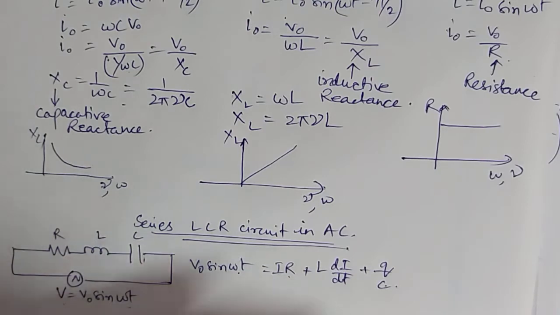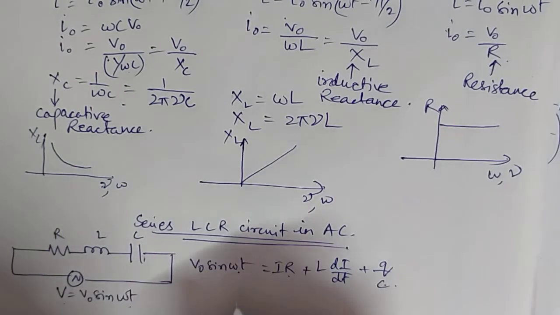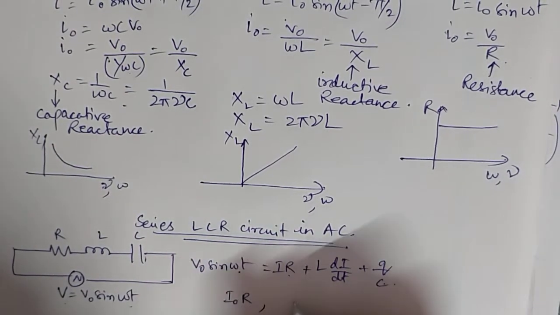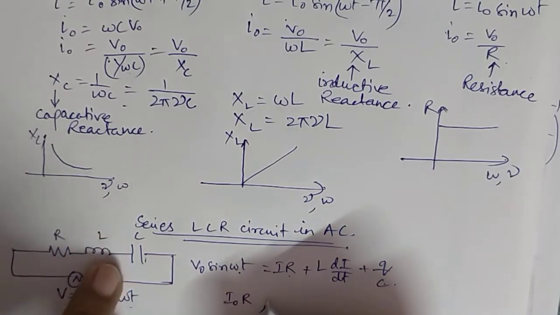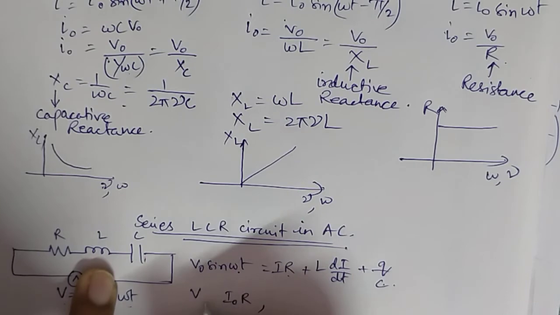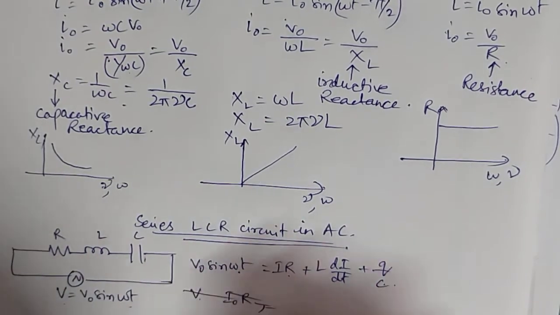Okay, we will see that it will be a vector sum. The maximum current across the resistor will be I naught R. Actually, this is not the maximum current, it is the maximum voltage. So VR, that we will do later.